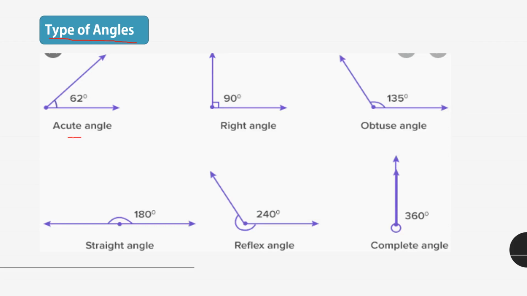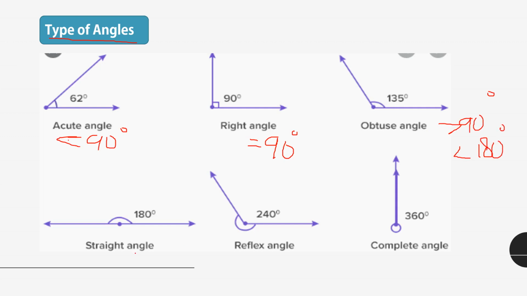Types of angles. Here is an acute angle. This is less than 90 degrees. This is a right angle. This is exactly 90 degrees. This is an obtuse angle. This is greater than 90 degrees but less than 180 degrees.